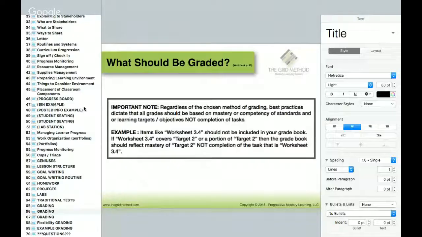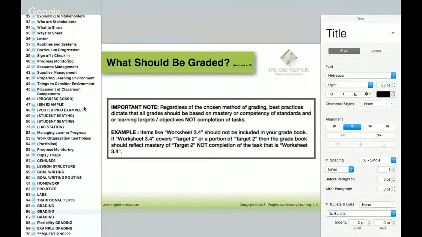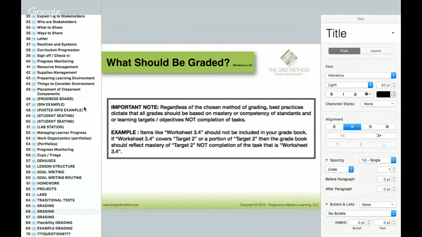So the most important part about grading is that regardless of how you're grading, you should be focusing on completion and mastery of the learning targets, not completion of tasks. For example, your grade book should say something like the student can complete a differential equation without error, not the student completed worksheet 4.6. Gotcha.